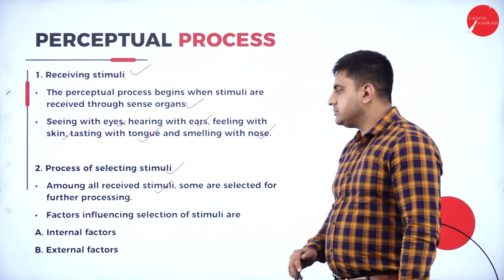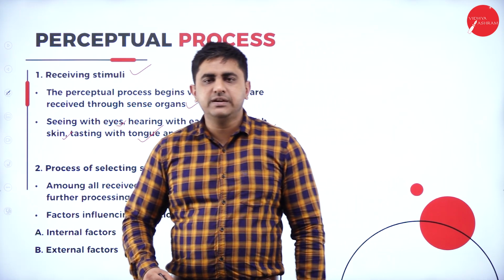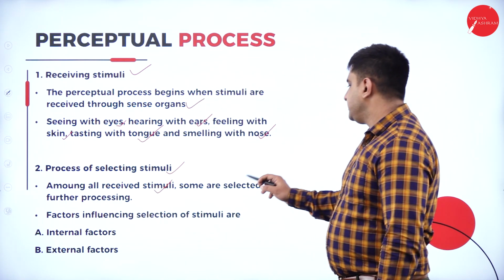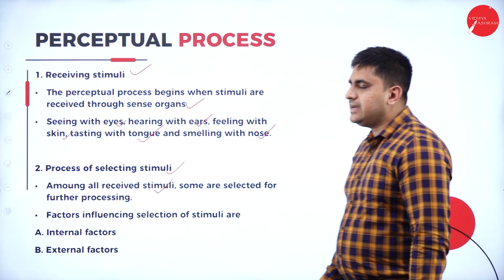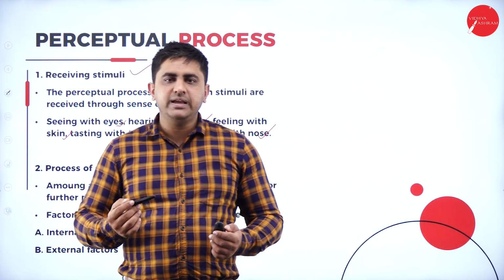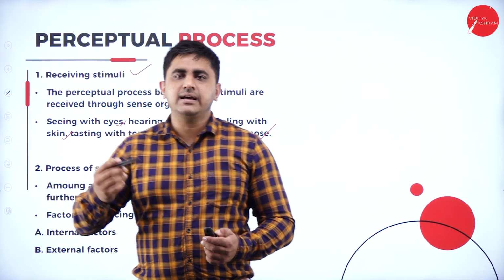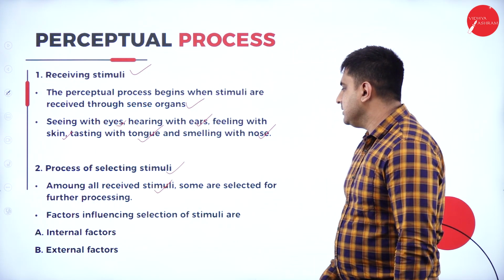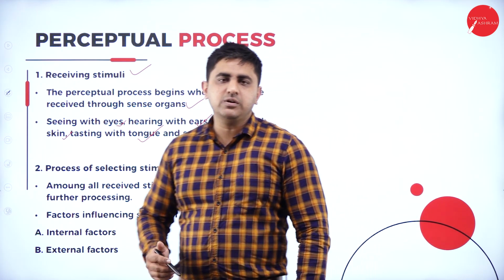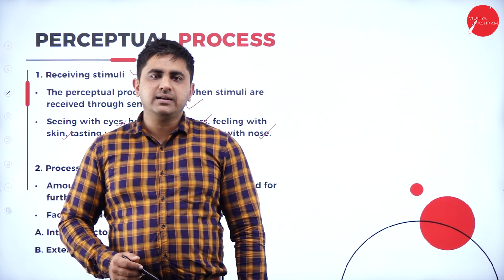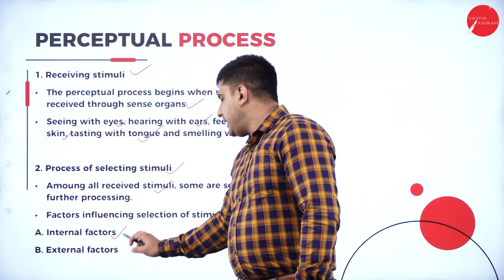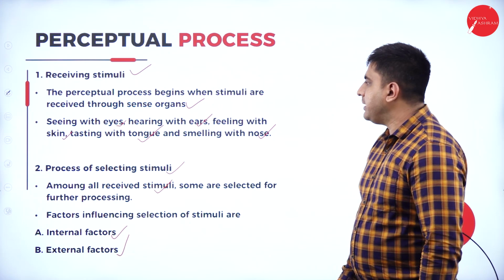What does this mean? After you have received your stimuli, some are selected for further processing. That is, you select some stimuli and you process them later. Next, factors influencing selection of stimuli. There are two factors which you have to learn: internal factors and external factors. We will deal with them one by one.